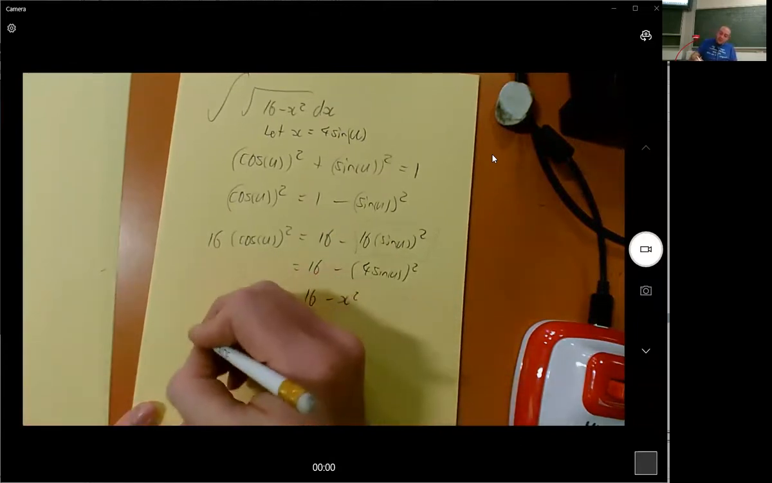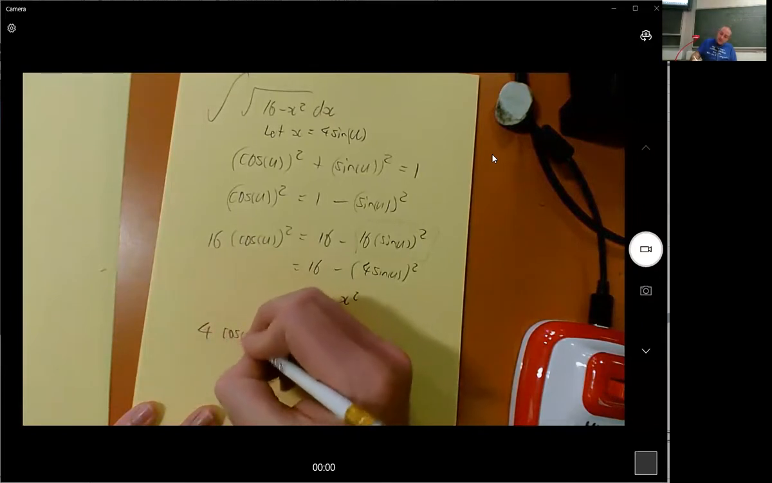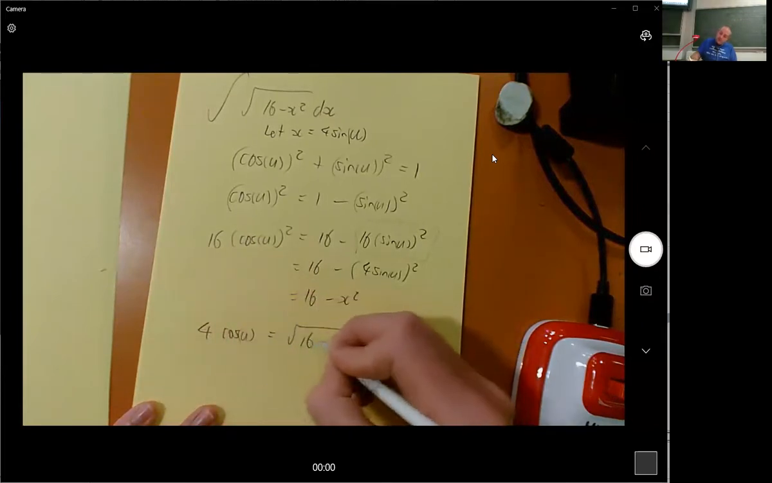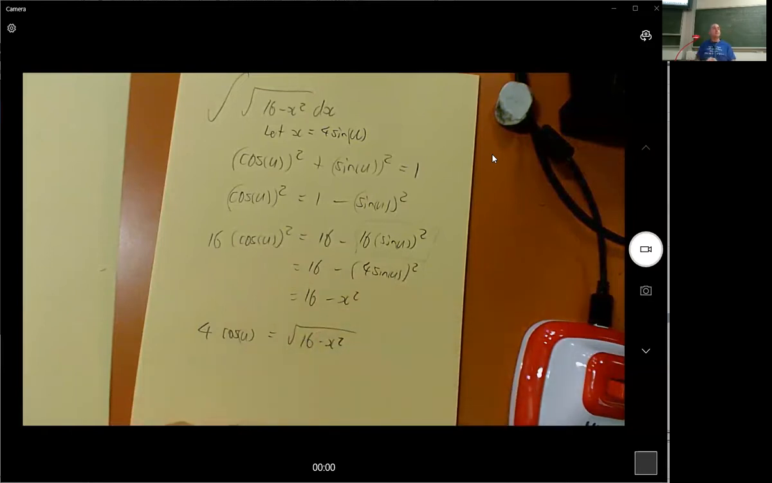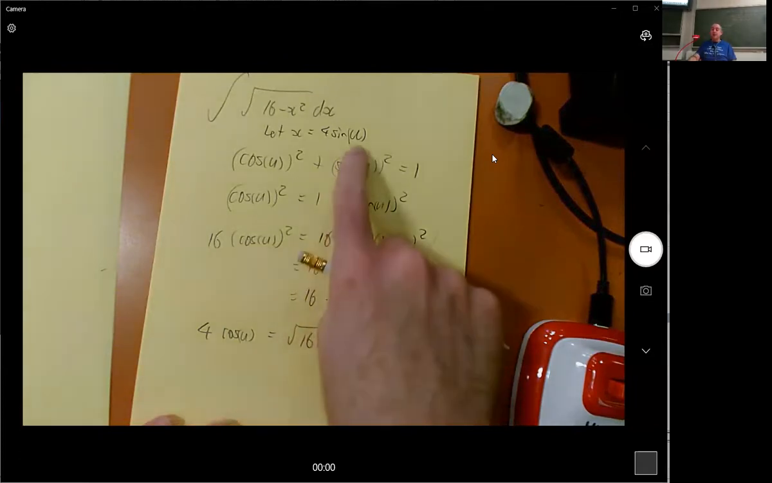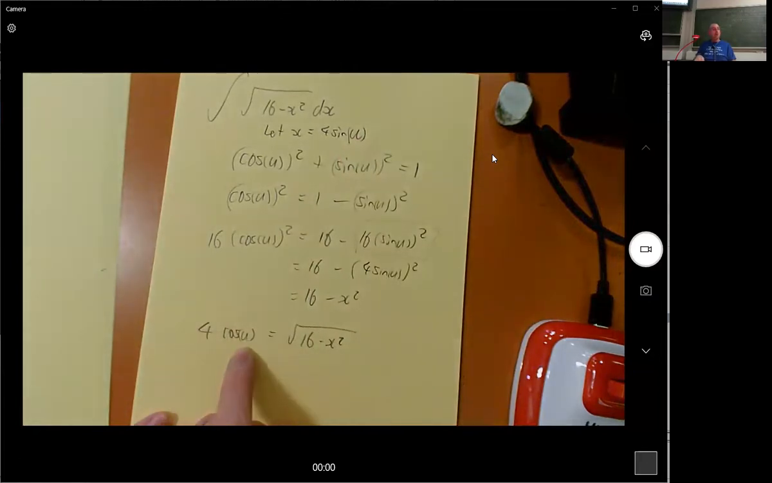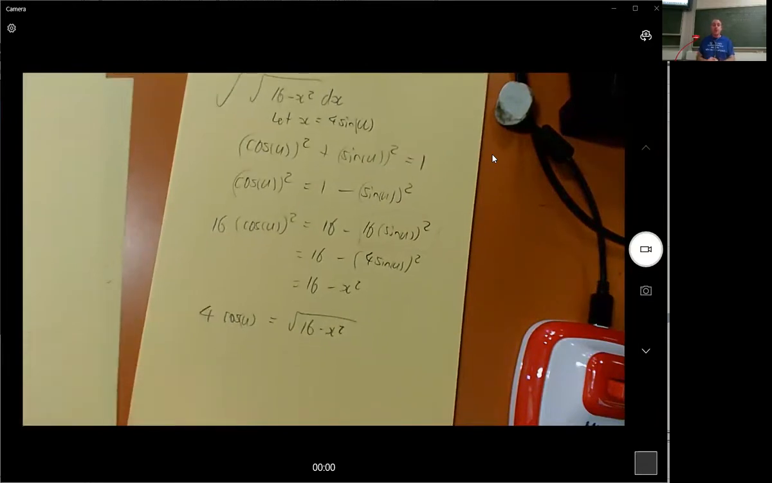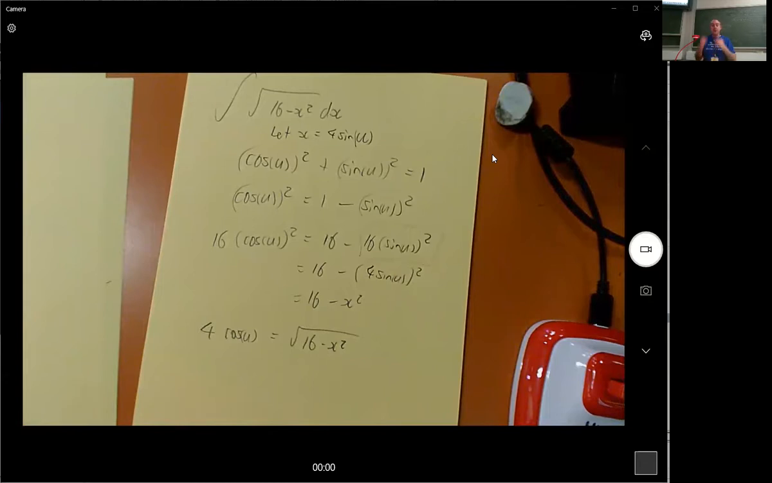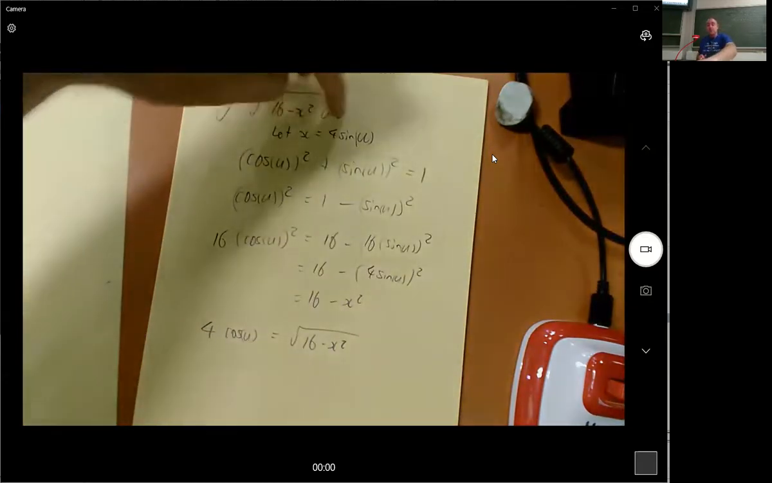And so when I do the square root of both sides, I get that 4 cos of u is the square root of 16 minus x squared. Sweet. Technically, I'm supposed to choose my u so that this is guaranteed to be positive. So that's all right, as long as I choose them in the domain where cos is positive, it'll be fine. And so now, when you do substitution, I've dealt with this bit, that's 4 cos u, you're going to have to deal with the dx as well.